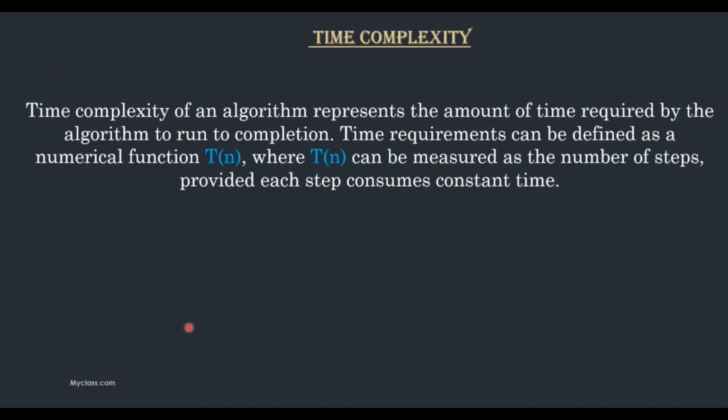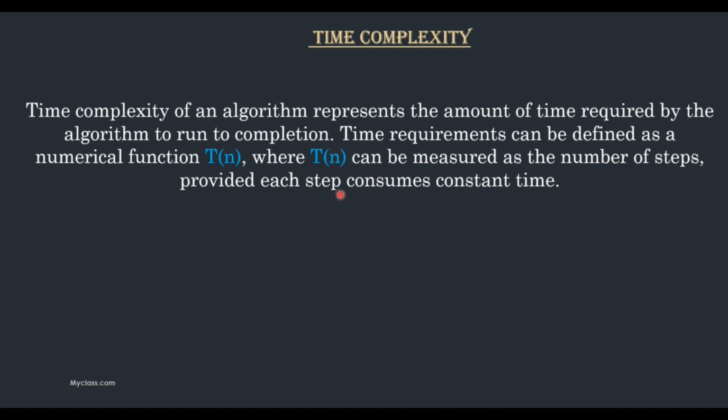Time complexity. The time complexity of an algorithm represents the amount of time required by the algorithm to run to completion. How much time is required? Time requirement can be defined as a numerical function T of n, where T of n can be measured as the number of steps, provided each step consumes constant time.